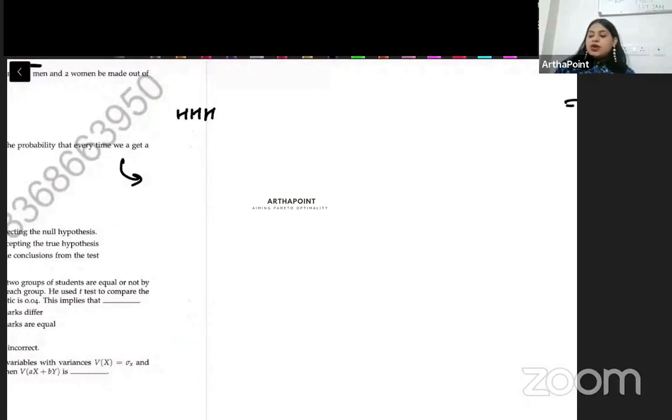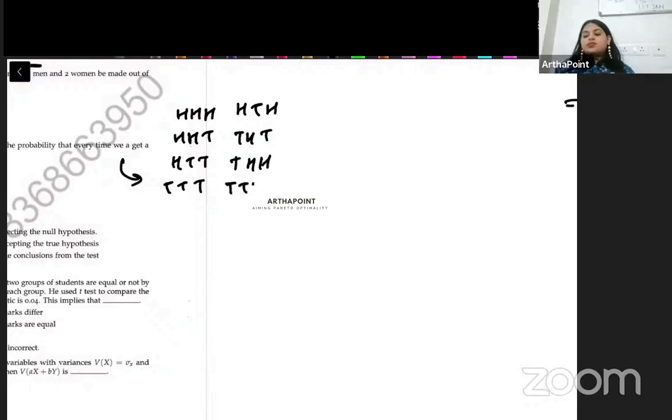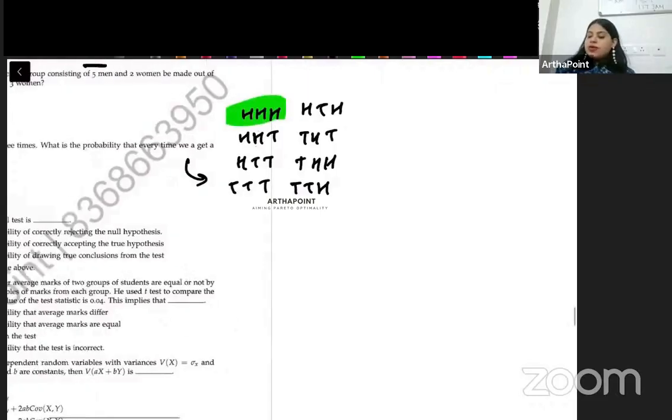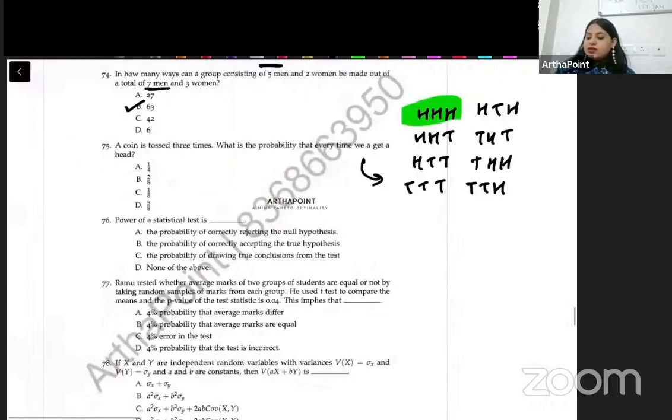HHH, HHT, HTT, TTT, HTH, THT, THH, TTH. This is your sample space. So if you want all heads, there is only one time that you will see all heads out of 8. No? So the probability will be 1 by 8.